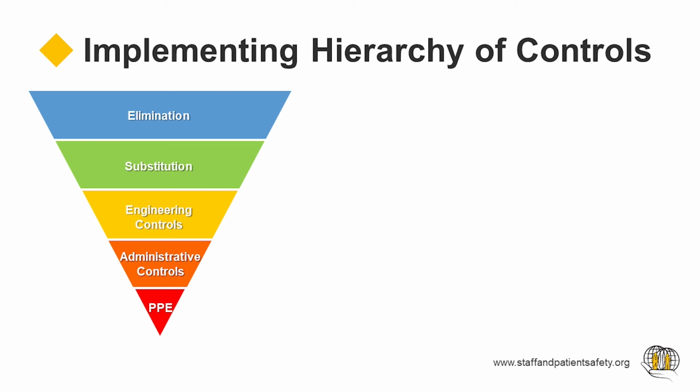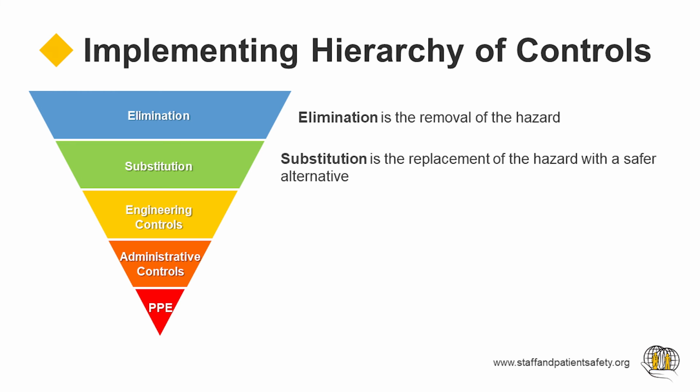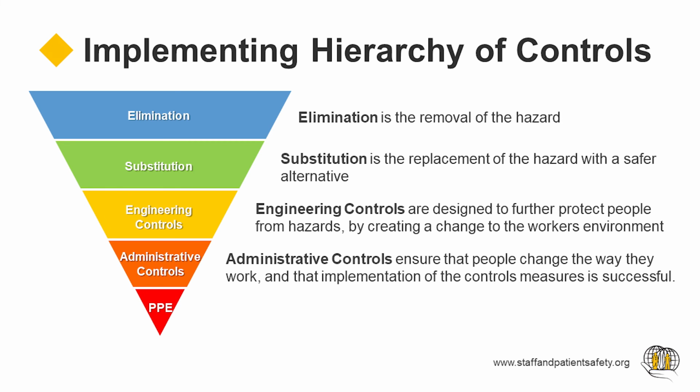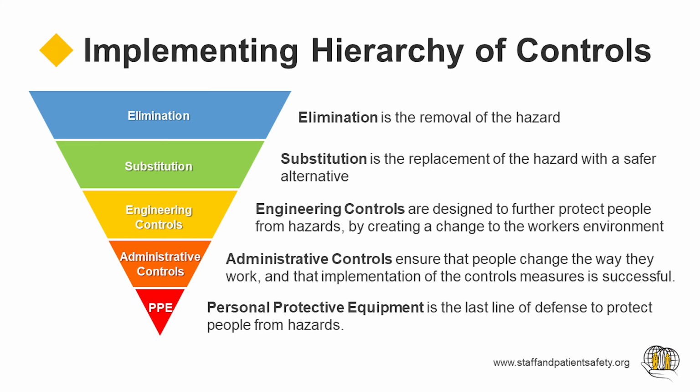The hierarchy of controls is divided into 5 levels and provides you with a structured and simple way to manage hazards to patients and staff. Elimination is the removal of the hazard. This is obviously the best way to prevent a bad outcome. Substitution is the replacement of the hazard with a safer alternative. Engineering controls are designed to further protect people from hazards by creating a change to the worker's environment. Administrative controls ensure that the staff change the way they work and that implementation of the control measures is successful. Personal protective equipment is the last line of defense and considered the least effective control measure.